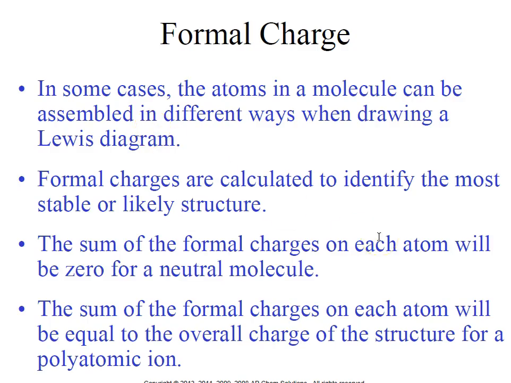Next thing up is something called formal charge. Alright, so we're going to define what it is and kind of practice calculating it. In some cases, the atoms in a molecule can be arranged or assembled in different ways when you draw the Lewis diagram. So the formal charge is calculated to tell you which of those structures is the most stable or the most likely. The sum of the formal charges on each atom will be 0, so that's one of the rules. When you calculate formal charge, the sum of the formal charges will be 0 for a neutral molecule, and the sum of the formal charges will be equal to the charge if it's a polyatomic ion.